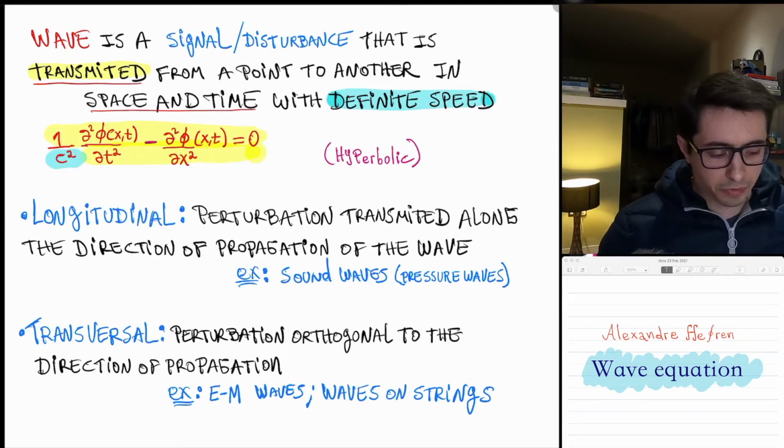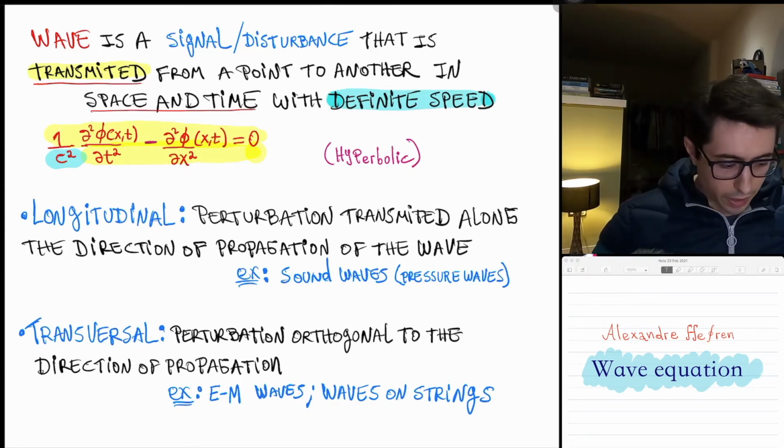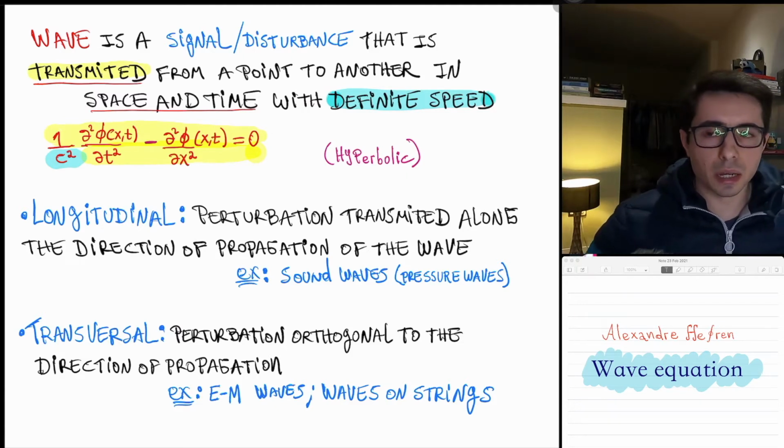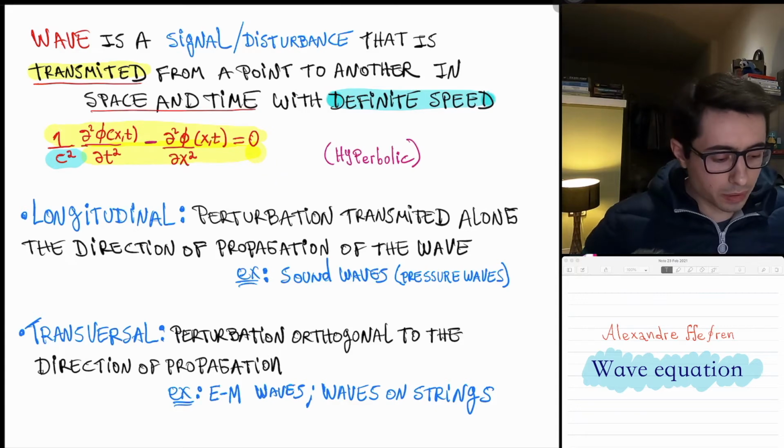I stress definite speed because if it doesn't have a definite speed, for example, a line would obey this equation, but we would not like to say that a line is a wave. So physically, we ask this equation to follow a definite speed. And at the moment, I'll just say that it's a hyperbolic equation, but in a minute, I will come to that.